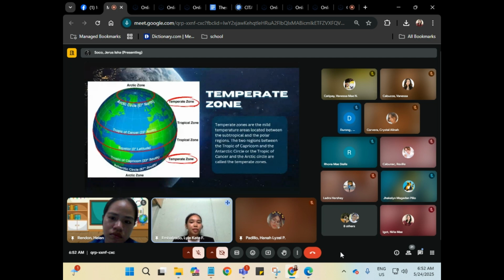While the South Temperate Zone, class, is located between the Tropic of Capricorn and the Antarctic Circle. The areas here include South Africa as well as New Zealand. So the South Temperate Zone also lies in the southern hemisphere. So please, can I have someone to differentiate between the tropical zone and the temperate zone?